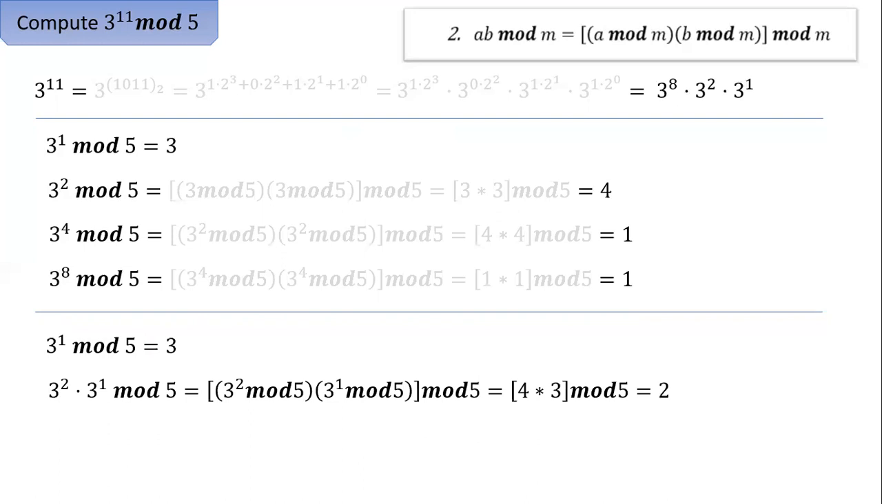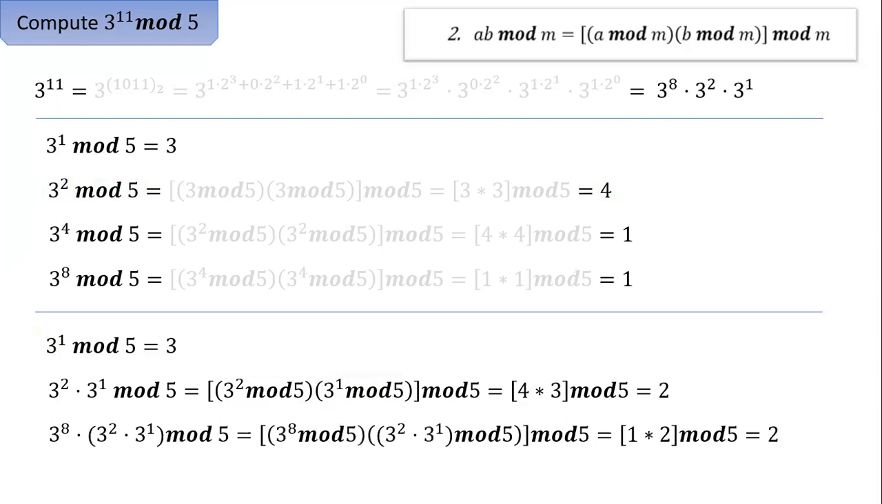So now when I go to do the second part that I need, 3 squared times 3 to the 1st, I can now use again rule 2 up there and rewrite this as 3 squared mod 5 times 3 to the 1st mod 5. So I can take the modulo of the individual pieces first, then modulo the result. So this is 4 times 3, 12, mod 5 is 2, right? 12 divided by 5 has remainder 2. Right, I calculated that 3 to the first mod 5 in the previous step, and I have 3 to the second mod 5 from the previous step as well.